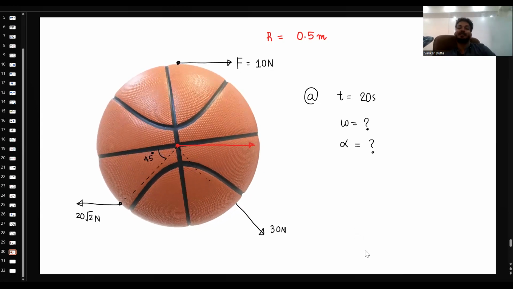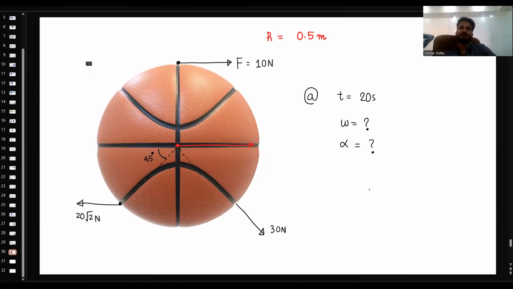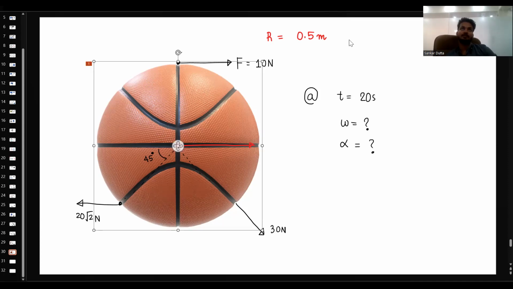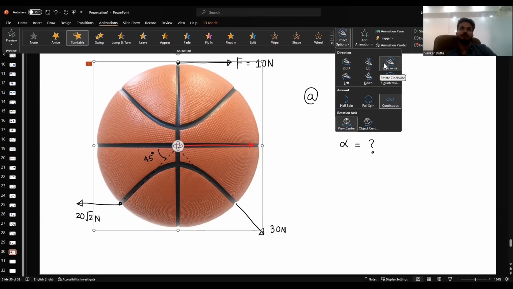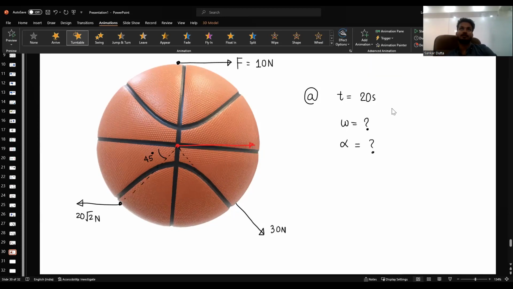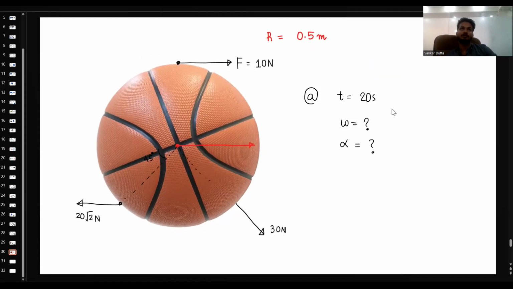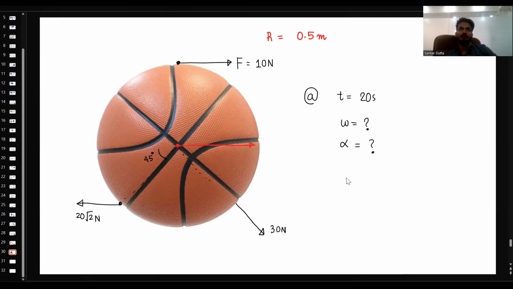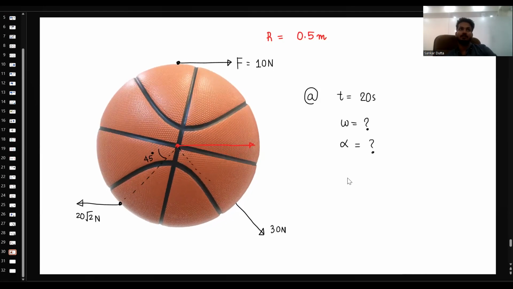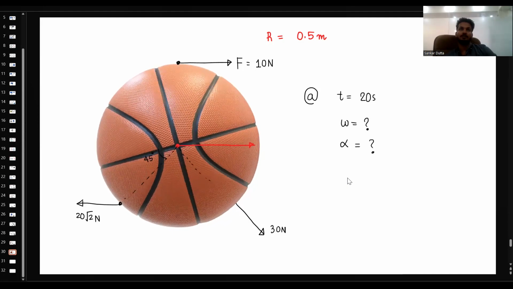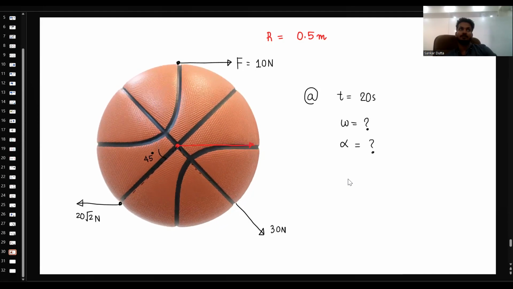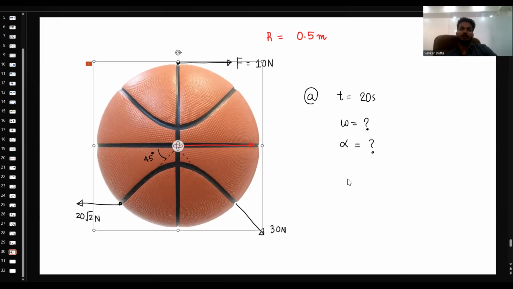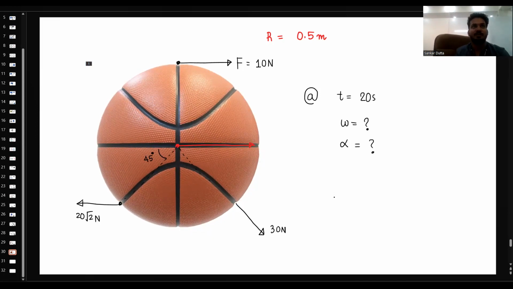Yes, guys, anybody found out the value of omega? Do you want me to solve? 1 minute, sir. 1 minute. Okay. My turn to solve this. Please let me know if I missed something.